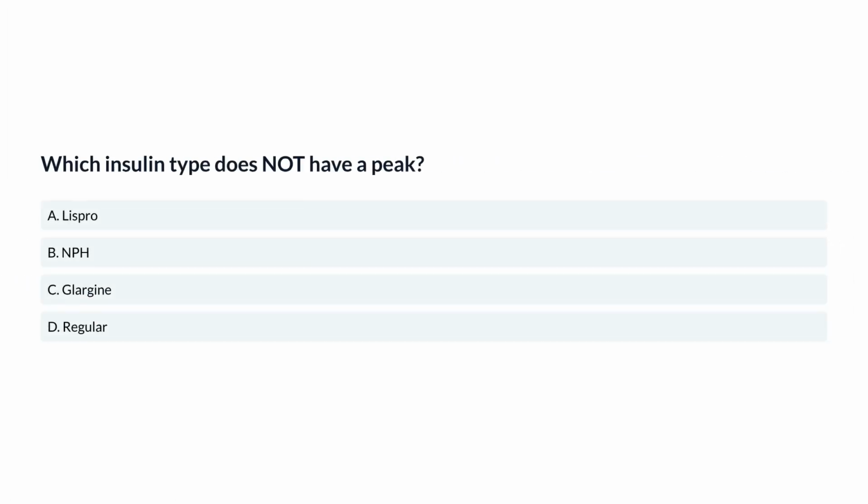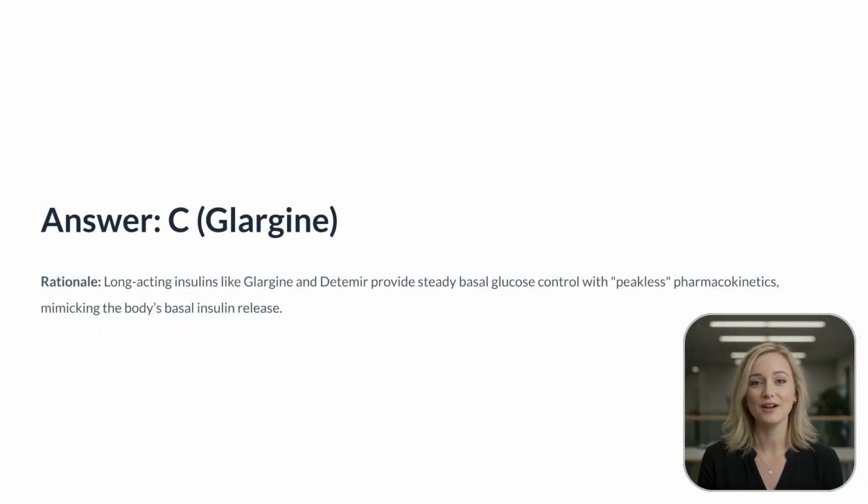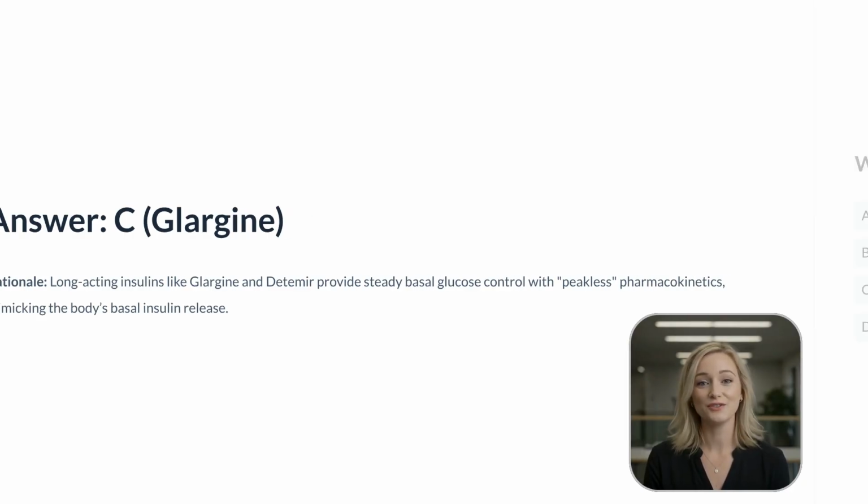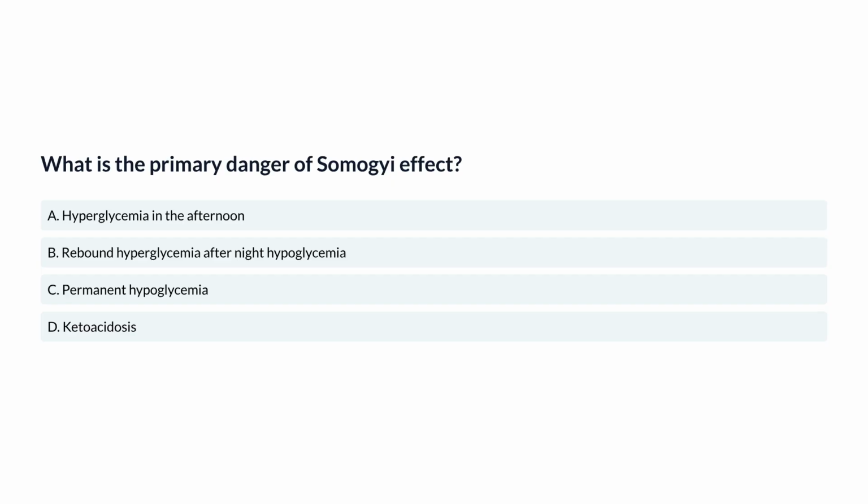Which insulin type does not have a peak? The answer is C, glargine. Long-acting insulins like glargine and detemir are peakless, providing steady basal glucose control that mimics the body's natural basal insulin release.